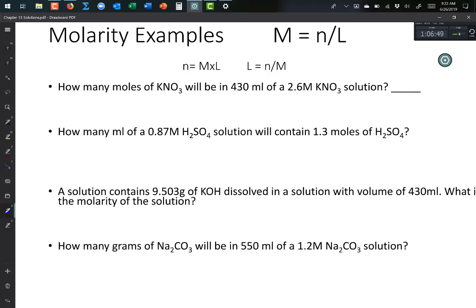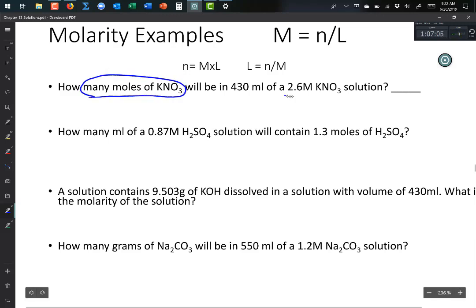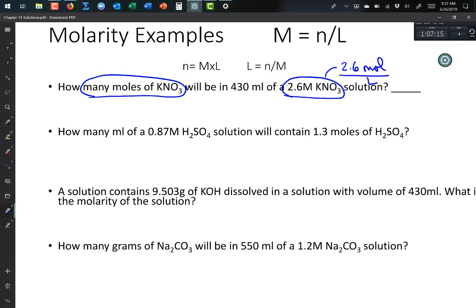How many moles of KNO3 will be in 430 mils of 2.6 molar KNO3 solution? All right. So what am I looking for? Just moles of KNO3, right? And I'm given 2.6 molar KNO3. And again, just write this out as 2.6 moles per liter, and then you see it as a conversion factor. So I have moles equal to 430 milliliters.